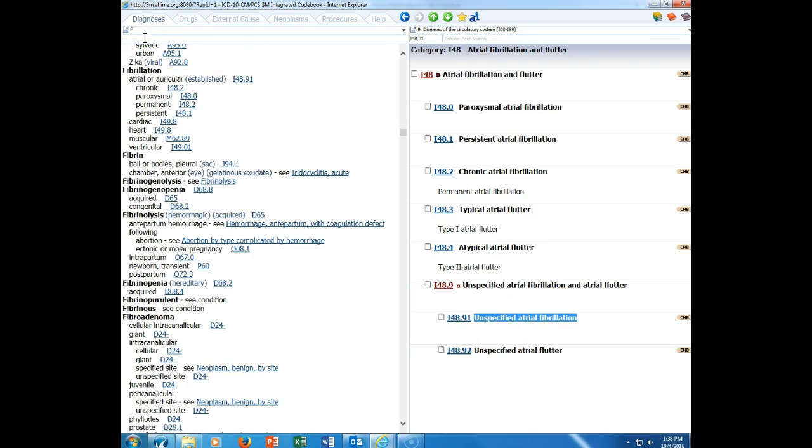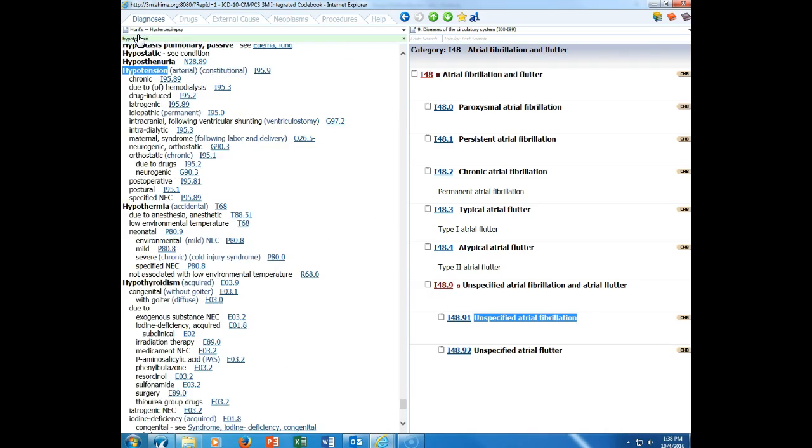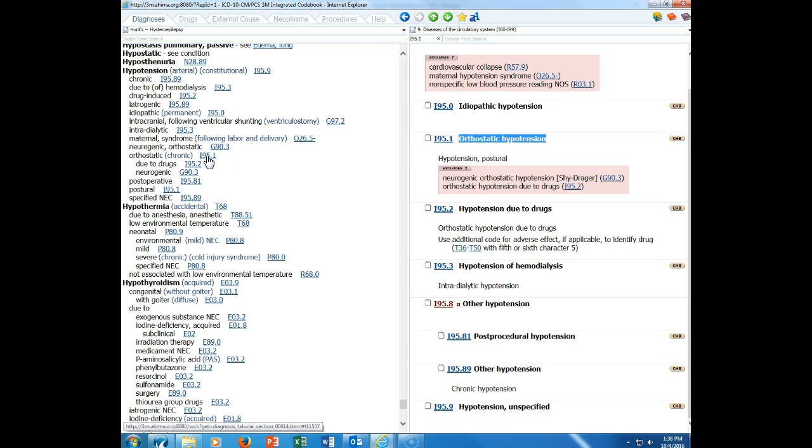For question number 3, orthostatic hypotension. So we go to hypotension, orthostatic, I95.1. Verify it in the tabular. We don't know whether it's due to drugs, we don't know whether it's neurogenic, so we choose I95.1.